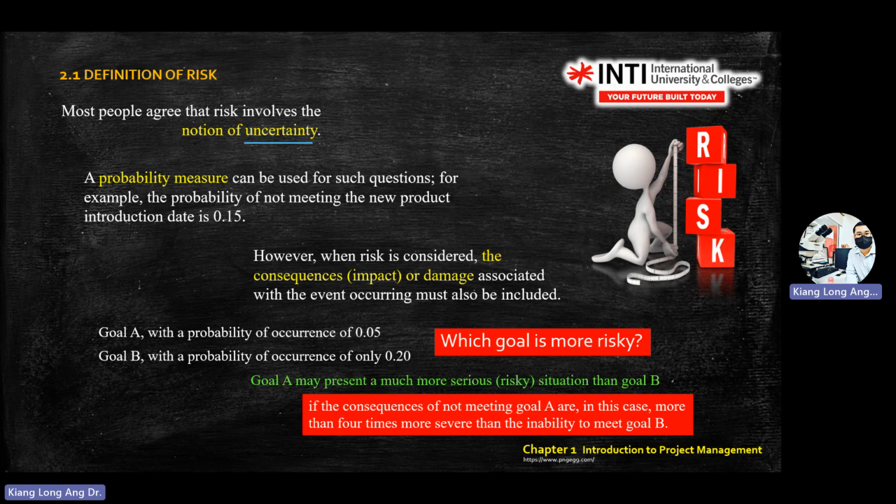No, this one is goal A. Goal A can be a criteria. It can be a customer requirement. For example, the customer asks for a certain dimension, right? So achieving a certain criteria, maybe cannot meet criteria A is 5%, and cannot meet criteria B is 20%.